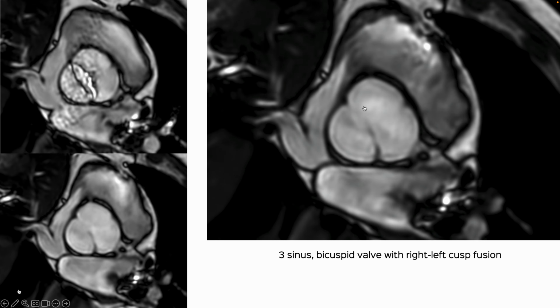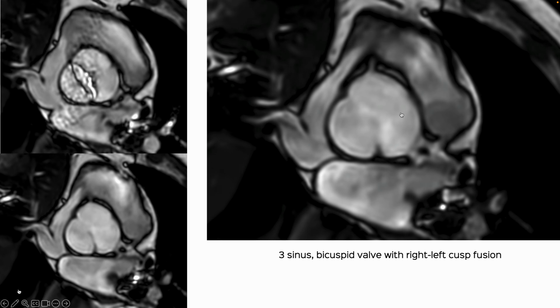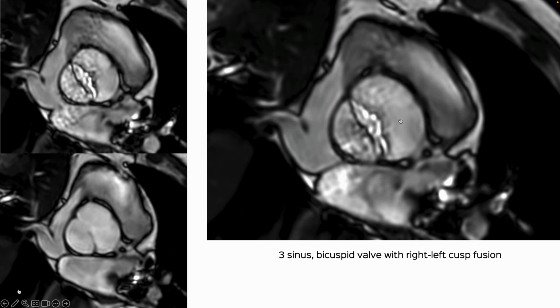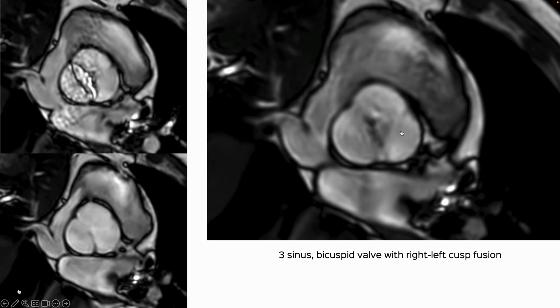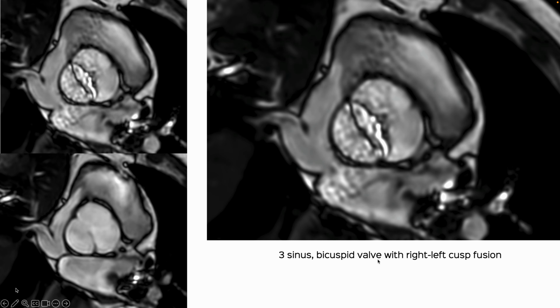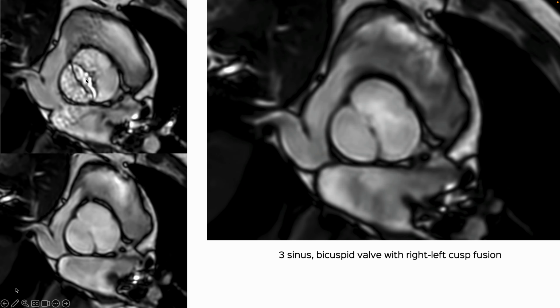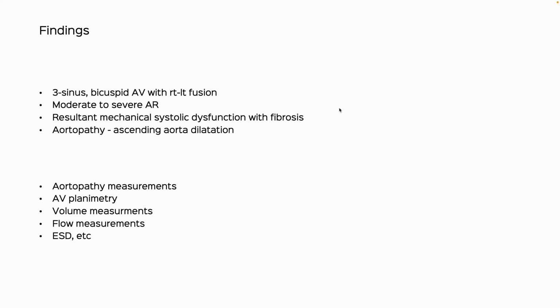And when you look at it, it's clearly a three sinus or a tricuspid valve to begin with, but there's fusion of the right and left cusps, and so you have a bicuspid valve. So we call it a three sinus bicuspid valve, and you can see the static images here showing that. You can do planimetry, and here we see a valve area of 2.2 square centimeters.